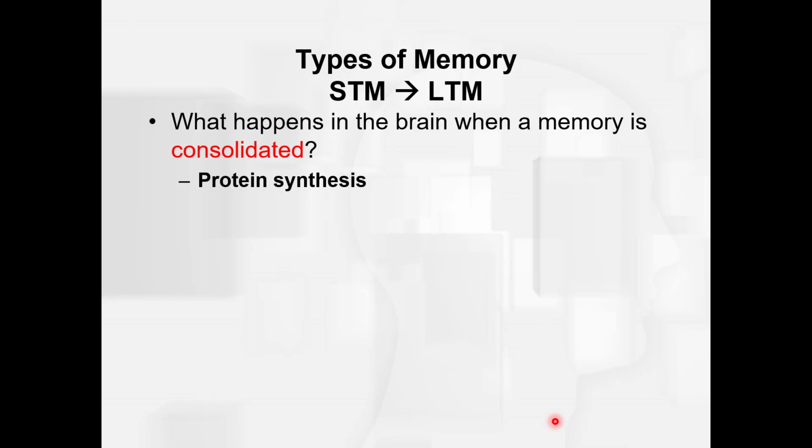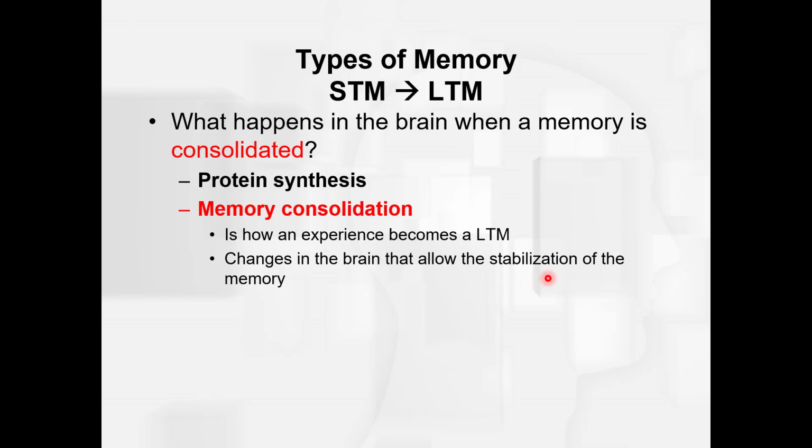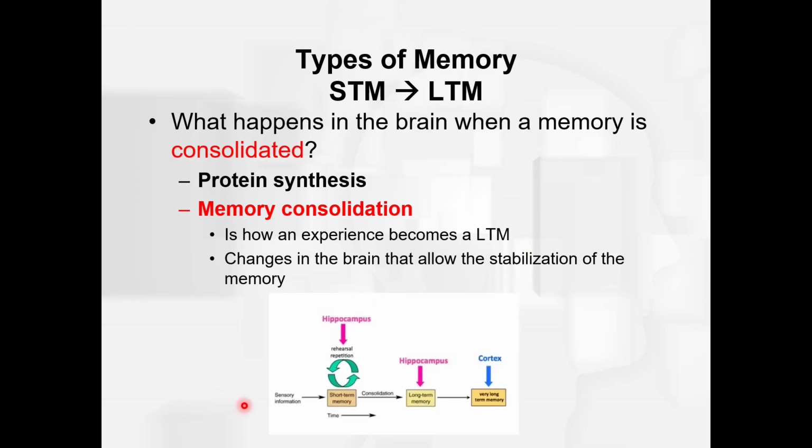And let's talk also about what memory consolidation is. What are we talking about? It's how an experience becomes a long-term memory. There's actually changes in the brain that allow the stabilization of that memory. So here, for example, sensory information comes in. This would be that sensory registry that I talk about in my 101 class. Now here you have short-term memory, and you have this rehearsal, this repetition, and this is occurring at the level of the hippocampus. If we consolidate it within the hippocampus, it becomes a long-term memory. And then over time, a very long-term memory, somehow it gets to the cortex.